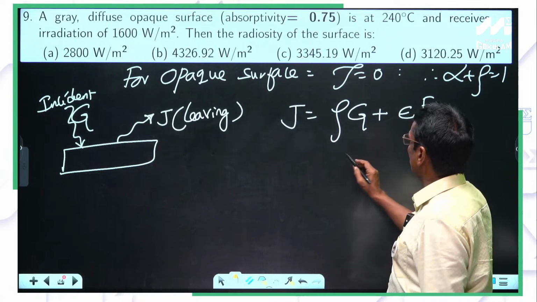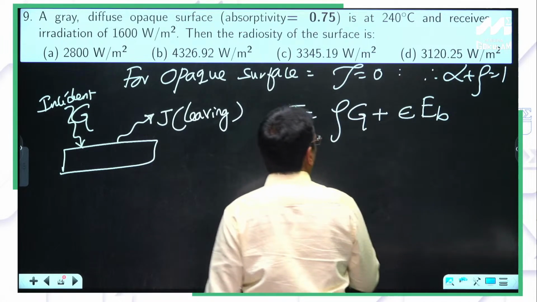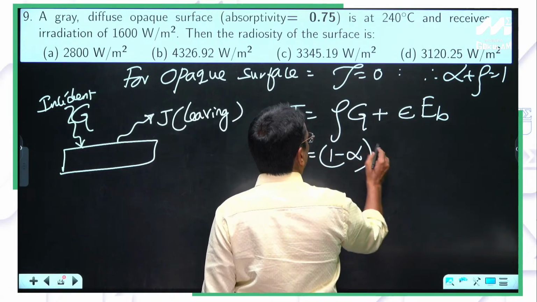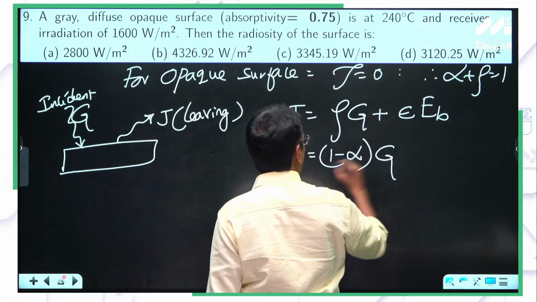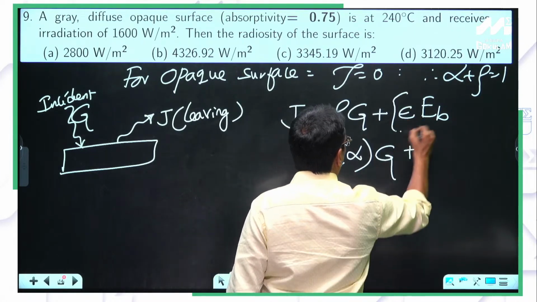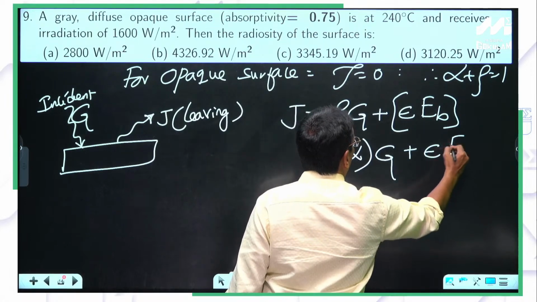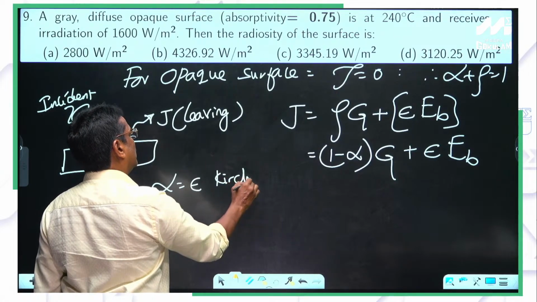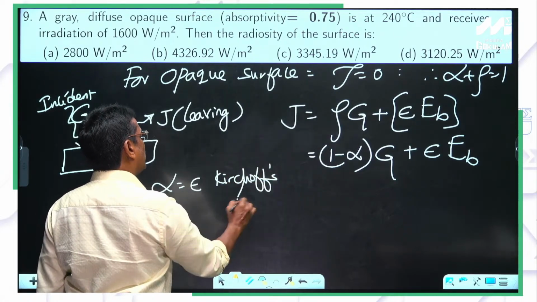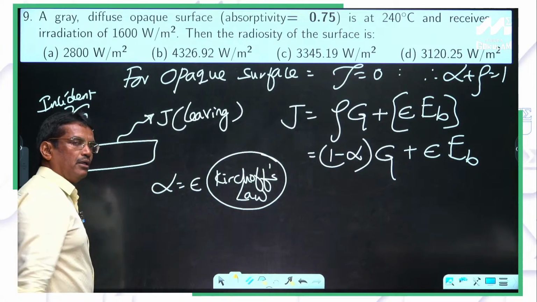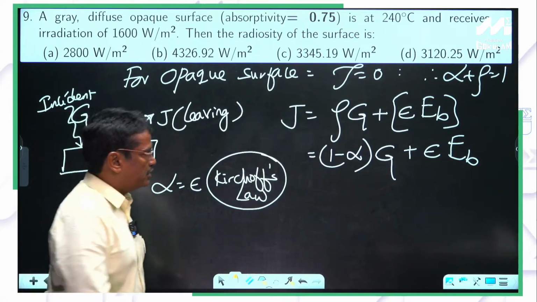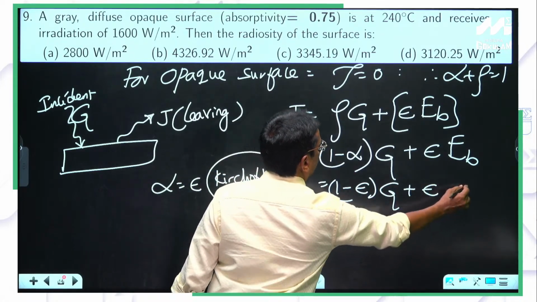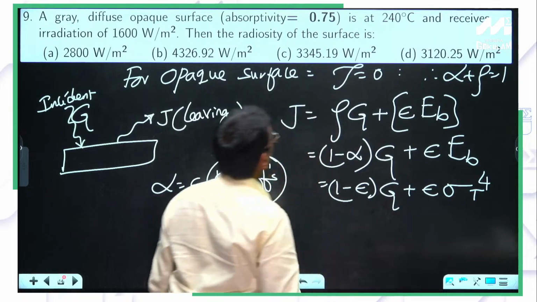Rho is equal to 1 minus alpha, so 1 minus alpha into G, where G is the incident radiation, plus this emitted part, epsilon into E B. But alpha is equal to epsilon, from Kirchhoff's law. A good absorber is always a good emitter. Absorptivity is equal to emissivity. According to Kirchhoff's law, this can be written as J equals 1 minus epsilon into G plus epsilon into sigma into T to the power of 4.